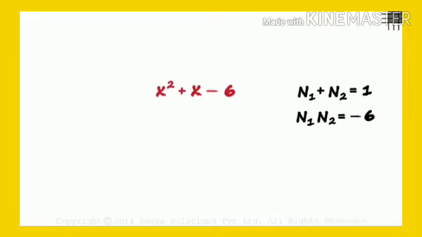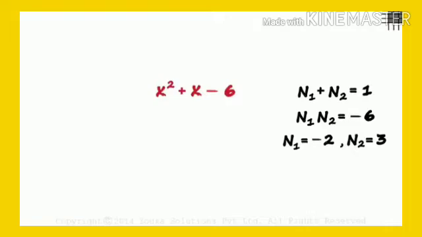To find the two numbers, all we do is try out different products to get minus 6. 1 multiplied by minus 6 is minus 6. But 1 plus minus 6 is not 1. Okay, let's try 2 times minus 3. This is minus 6, but their sum is minus 1, not 1. Minus 2 times 3 gives us minus 6 and their sum is 1, which is exactly what we want. The two numbers would be minus 2 and 3.